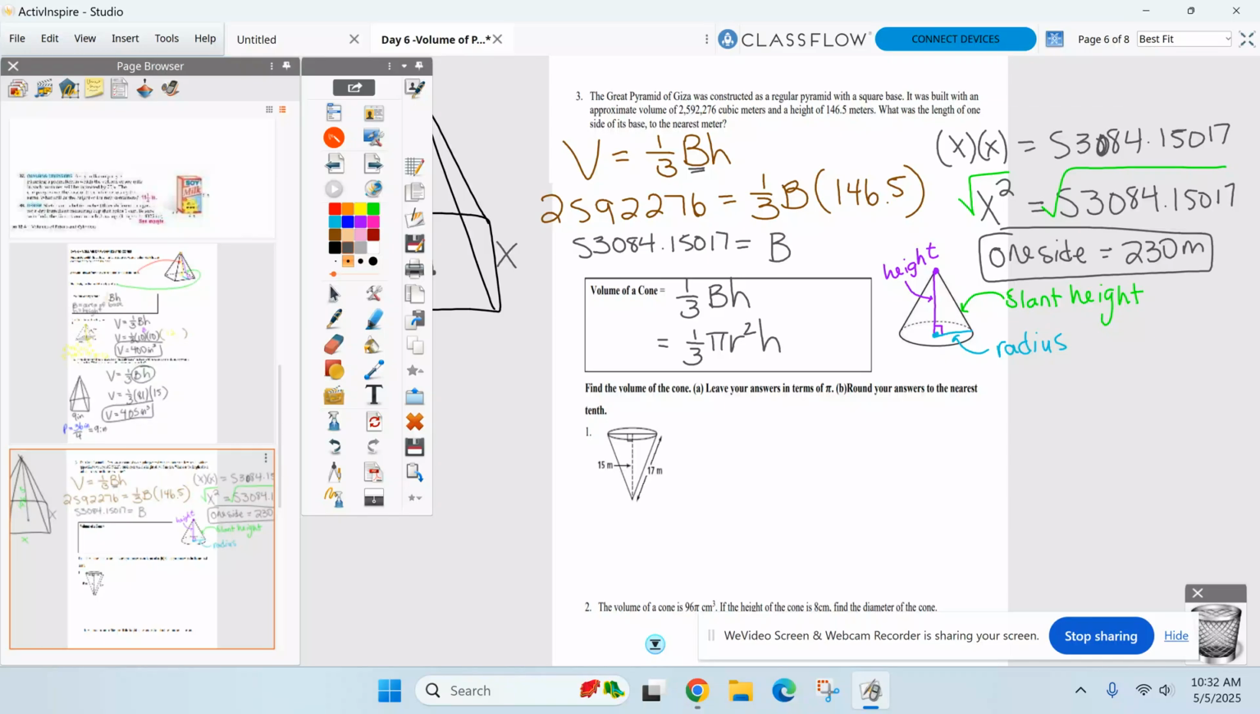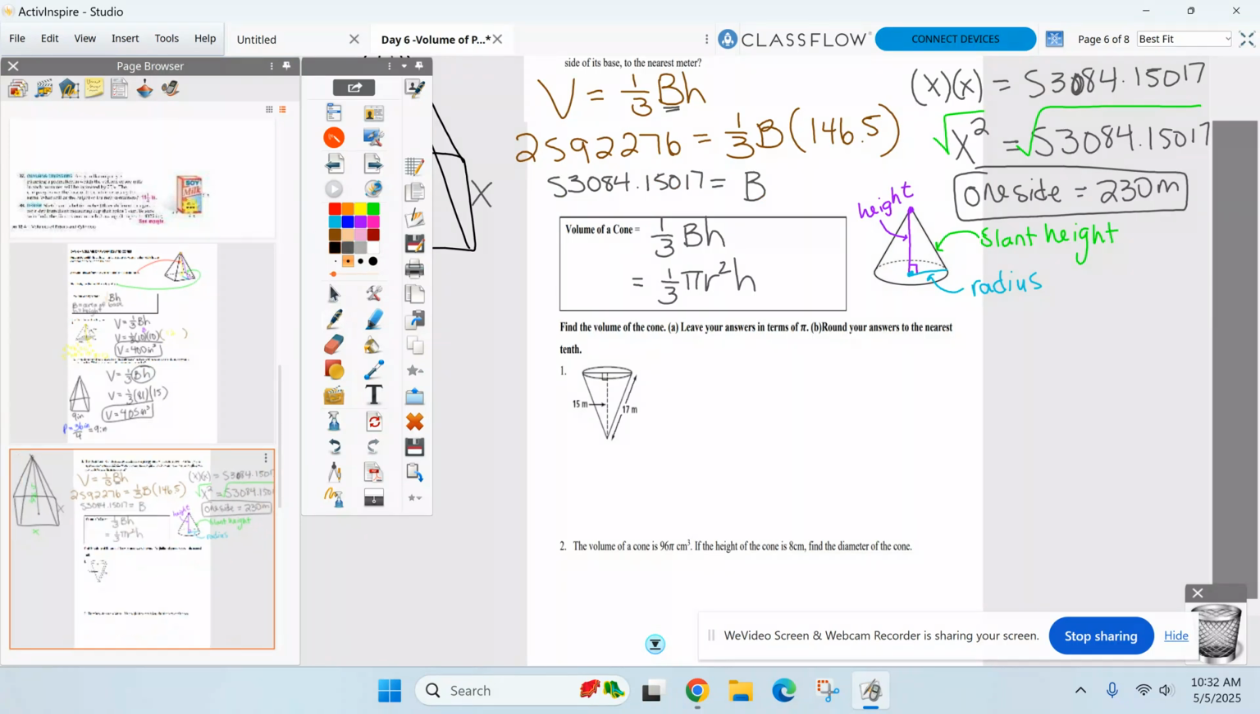All right, I'm going to do how many here with you? 2, and then we're going to have a group challenge here. Hopefully you trust everybody in your group. Here we go. First cone. Leave your answer in terms of pi first. So 1/3 pi r squared times the height. Hopefully we know what the 15 and the 17 are referring to. If not, we'll go over it.